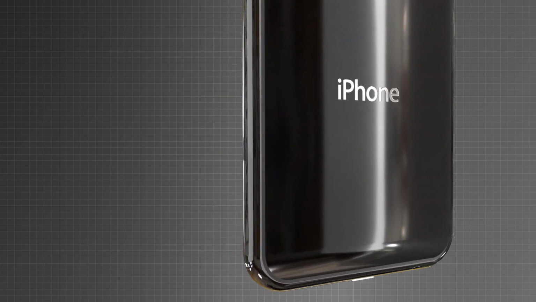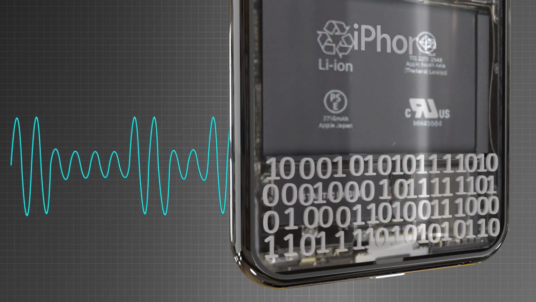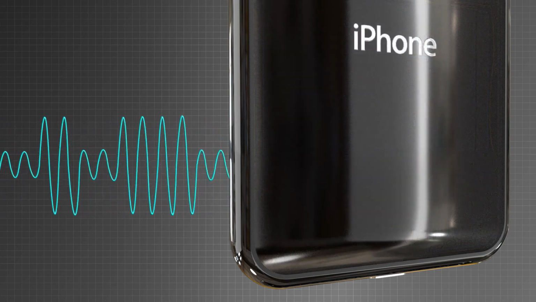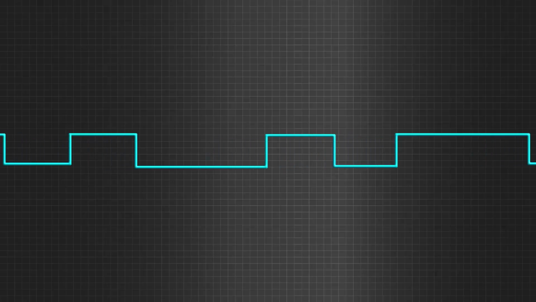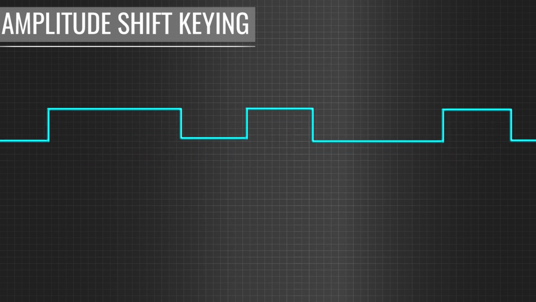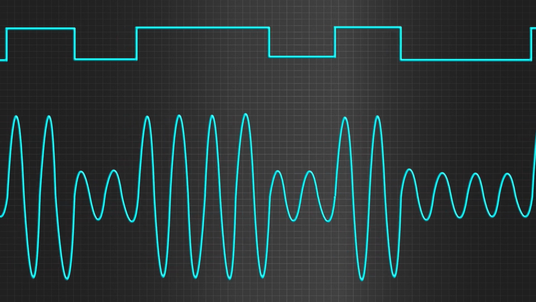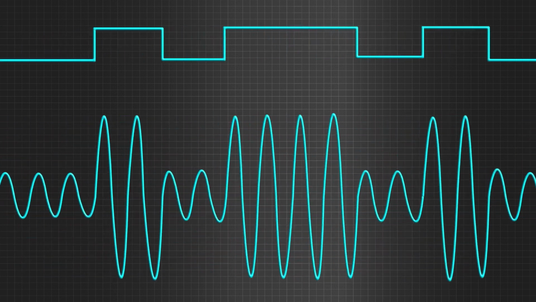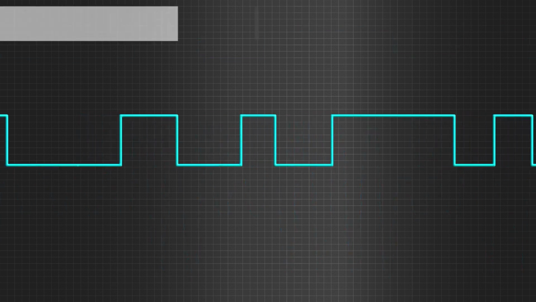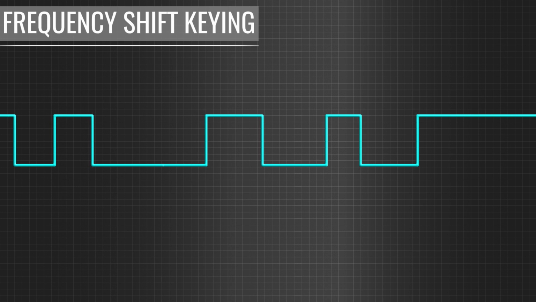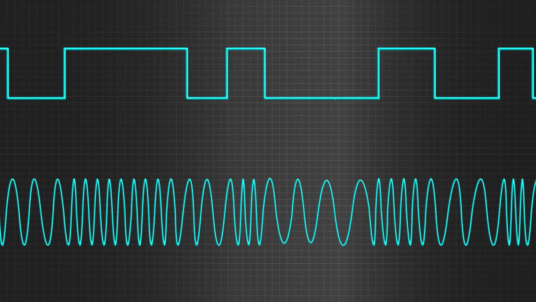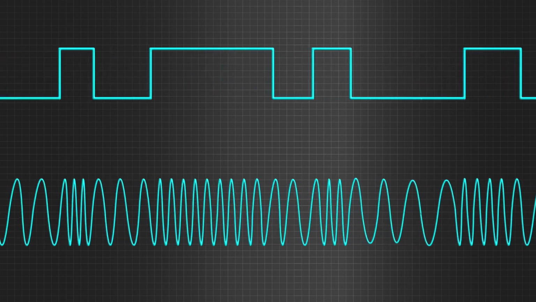So, let's discuss the digital modulation techniques that are currently used. More specifically, let's see how the digital bit flow is converted to an electromagnetic wave. The first digital technique is amplitude shift keying. Here, based on the digital pulses, the amplitude of the carrier signal is adjusted. High amplitude relates to 1 and low amplitude relates to 0. The next technique is called frequency shift keying. Here, based on the value of digital pulses, the frequency of the carrier signal is adjusted. In this case, high frequency relates to 1 and low frequency relates to 0.